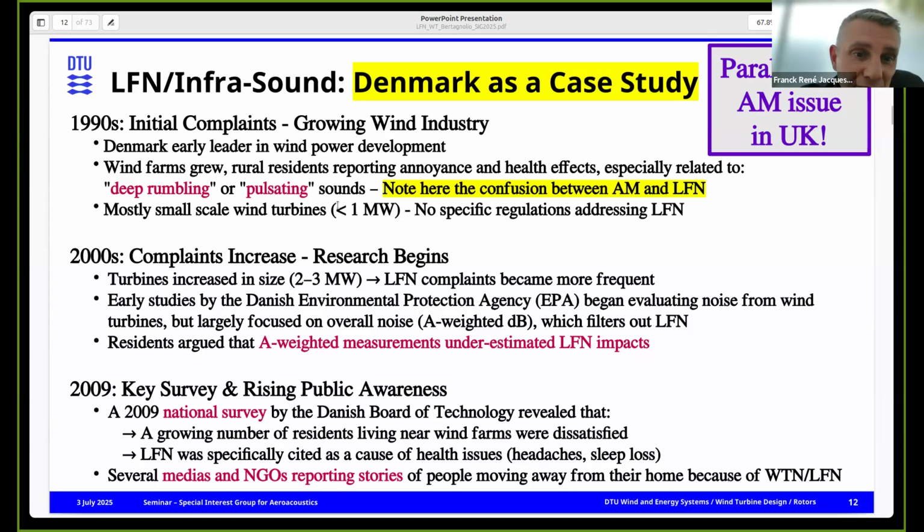Then they started to have some complaints, and then some research was done, but they used A-weighting, and then people started to complain that it was not reflecting low frequency noise. Then the media started to come in, and there was a lot of discussion on the internet and so forth. And that's where the problem really came alive.